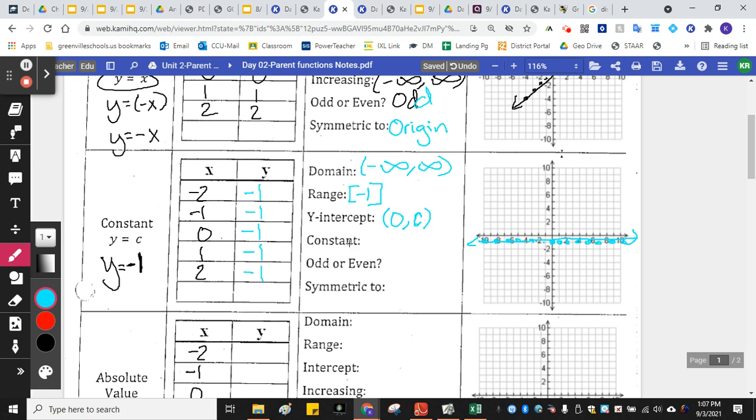Increasing, decreasing, and then constant. Where is this graph constant? Everywhere. Domain. Think of your x values. Where is this graph constant? It's never increasing. It's never decreasing. It's always staying constant.